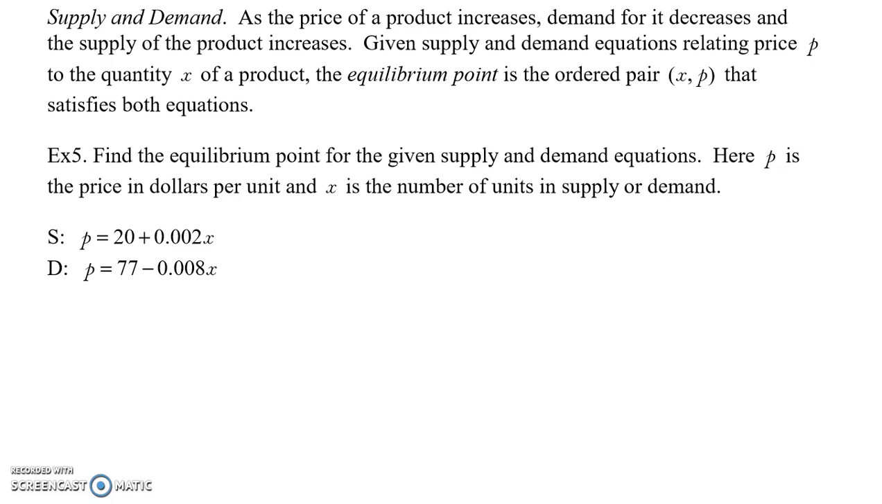As the price of a product increases, demand for it decreases, and the supply increases. So you can have an equation that relates price to the amount supplied and price to the amount demanded, two separate equations. And then given the supply and demand equations relating price P to the quantity X of a product, we seek to obtain what's called an equilibrium point. That is going to be an ordered pair of the form X comma P. Here P is playing the role of Y, that satisfies both equations.